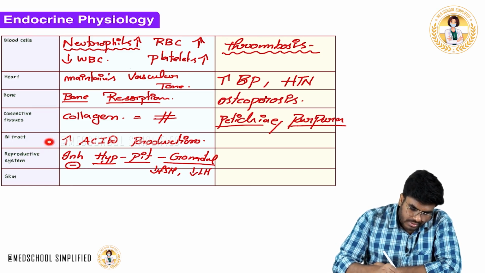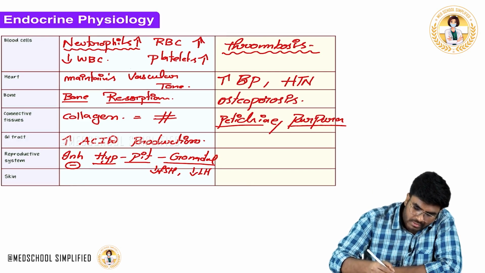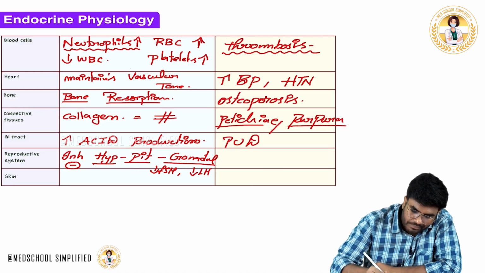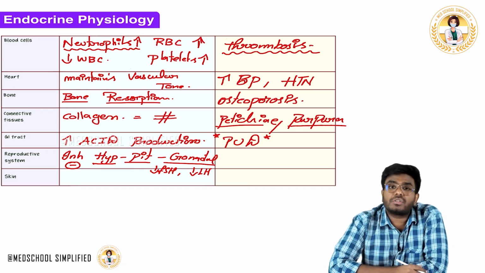Now, more acid production. Cortisol increases the acid production. Whenever there is excessive cortisol, there is excessive acid production. Excessive acid production will cause what? Peptic ulcers. So in Cushing syndrome, the patients will be having peptic ulcer disease, that is the gastric ulcers as well as the duodenal ulcers.